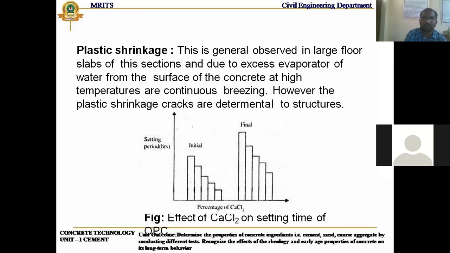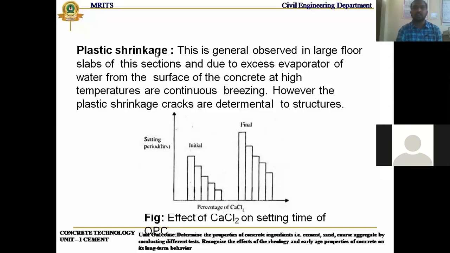You can see the graph of the percentage of CaCl2, and what is the effect of CaCl2 on the setting time of ordinary Portland cement is given in the graph. So the initial percentage of CaCl2 and the final percentage of it. So this is regarding the revision of unit 1.